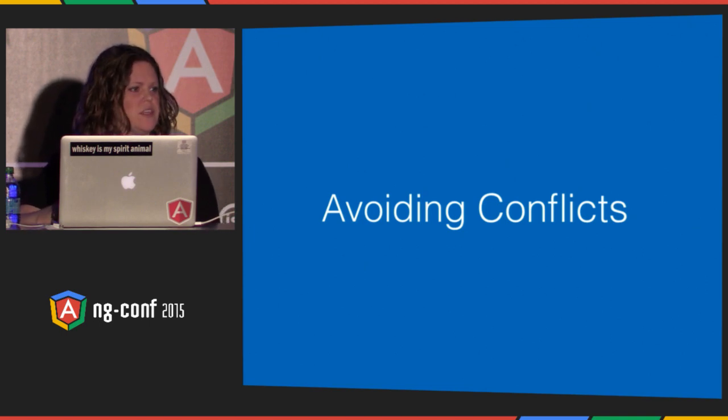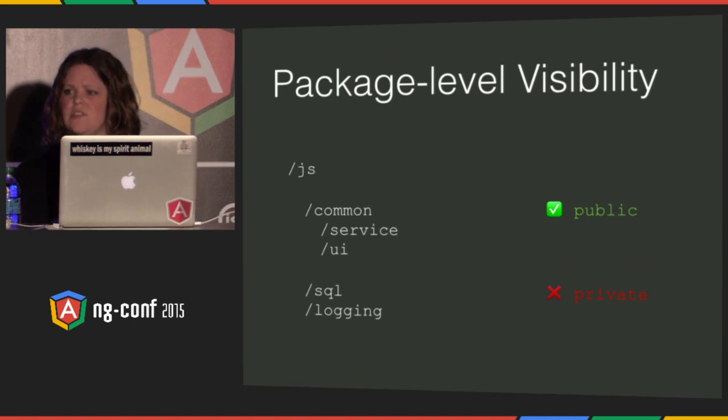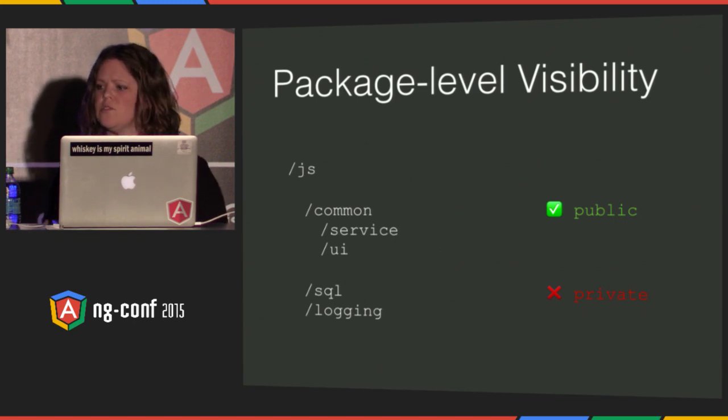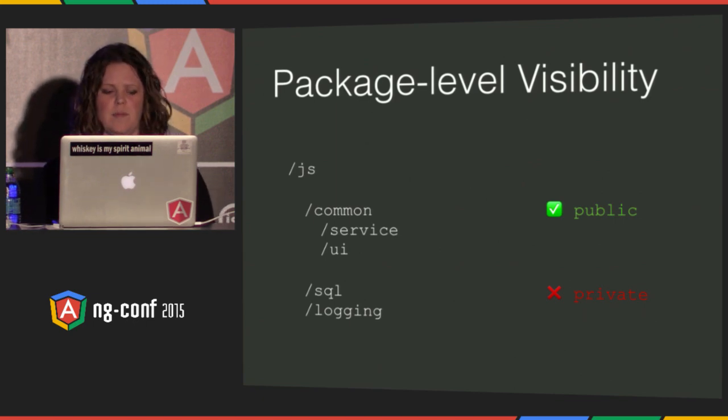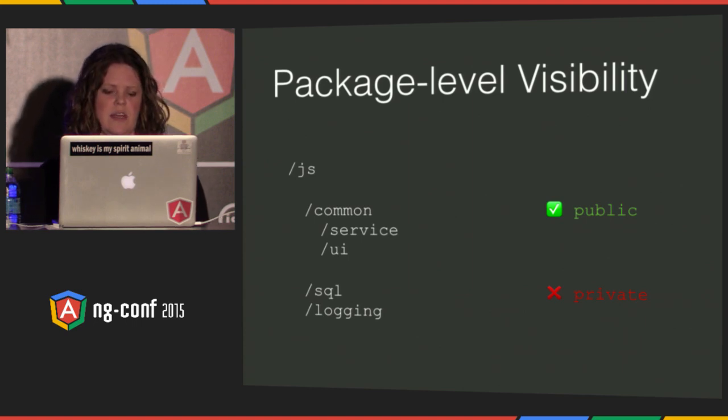So we have a number of different things that help combat this. One of the tools that we use is visibility. So our build system actually allows for package-level visibility. And we use this to ensure that features can't use each other's code. They can only use code that's specifically been added to our common directory. So in this example, the SQL and logging features couldn't use code from each other. They could only use common. And this is enforced at the compiler level.